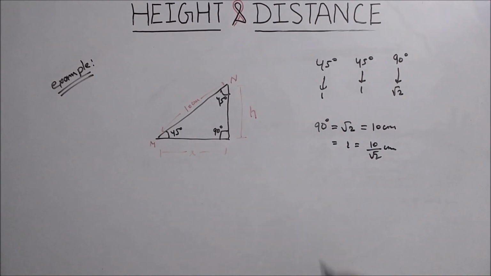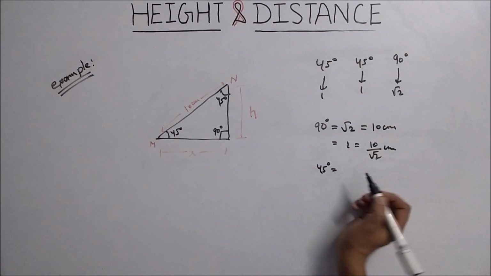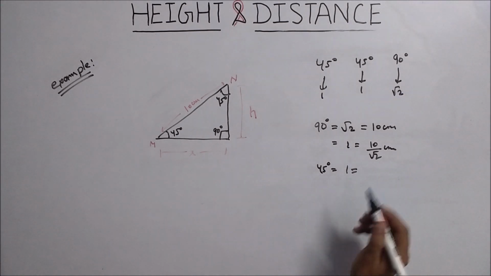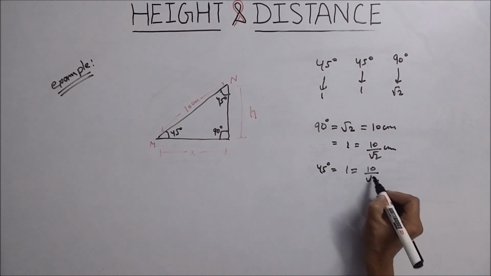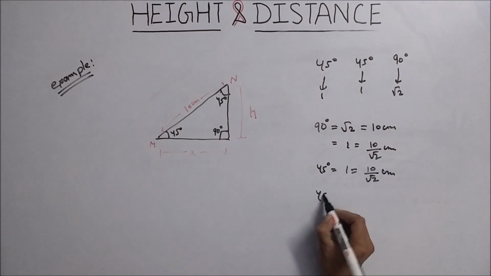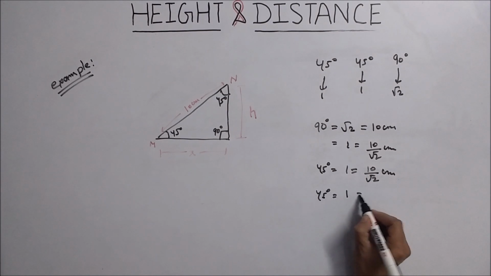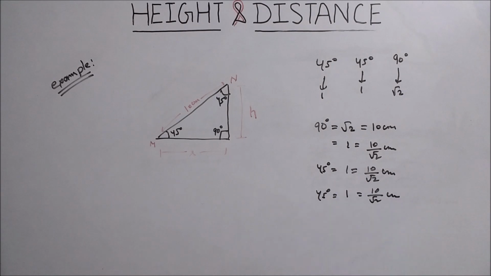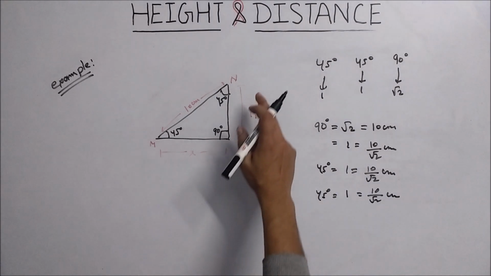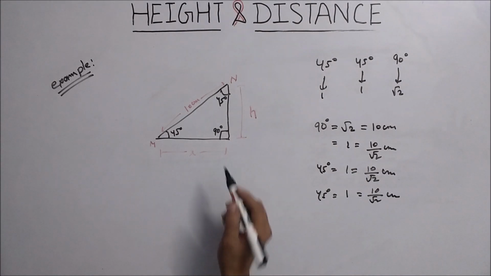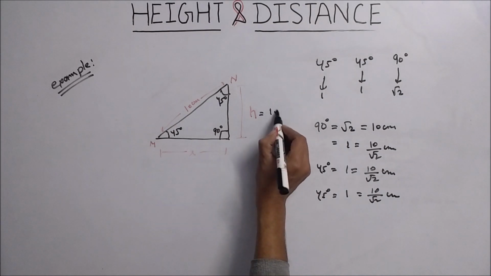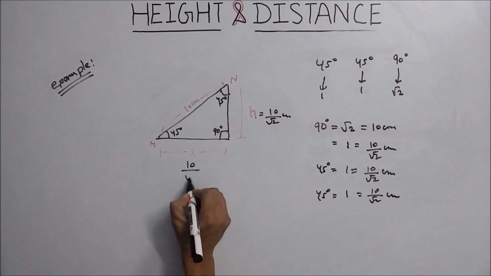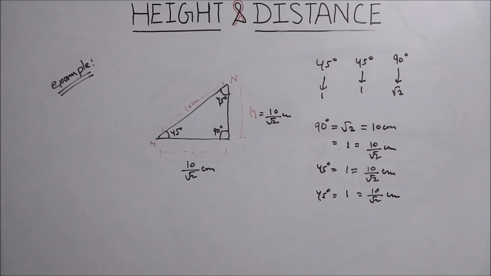So if we're talking about the 45 degree angle, what is the value of 45? That is 1, and we already calculated the value of 1 is equal to 10 root 2 centimeter. Similarly for this other 45, 1 is equal to 10 by under root 2 centimeter. So if we have to calculate the height, we can directly say the height will be 10 by root 2 centimeter, and this distance is equal to 10 by under root 2 centimeter.